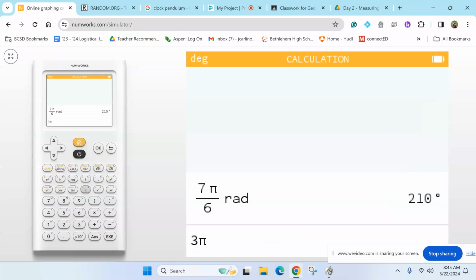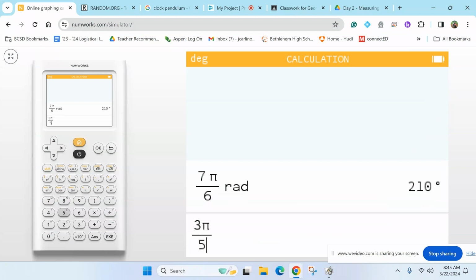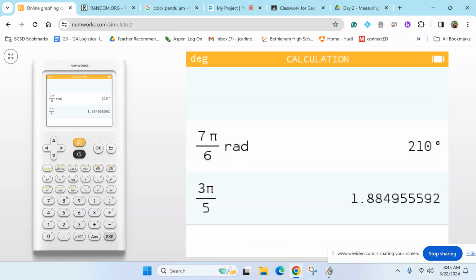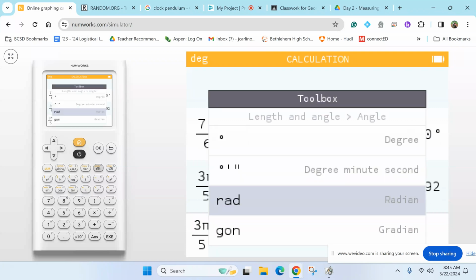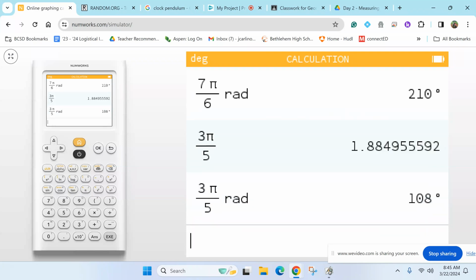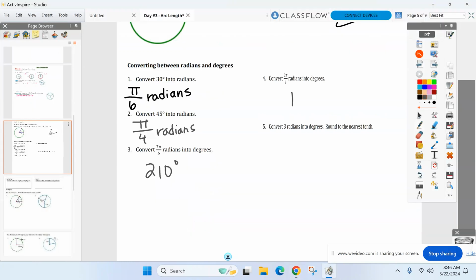Again, I know some of you might just be in the habit of typing 3 pi over 5 and hitting enter and being like, where's my degree? That's not the degree measure, right? You've got to put radians next to it so the calculator knows you're in radians. Huh, unbelievable, this thing, 108.